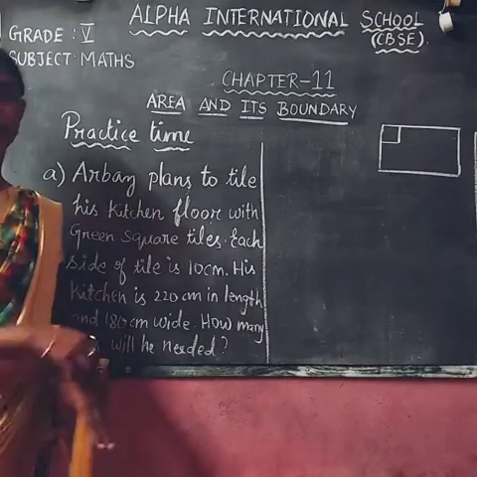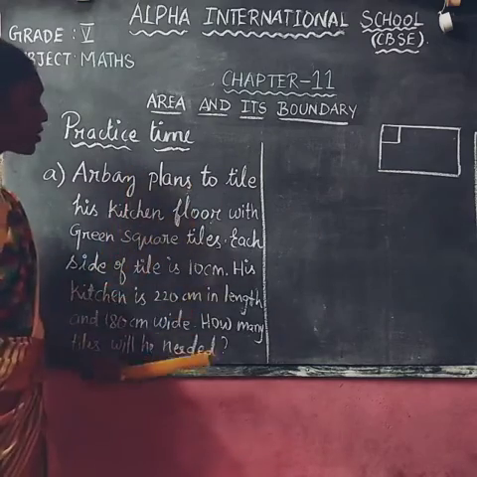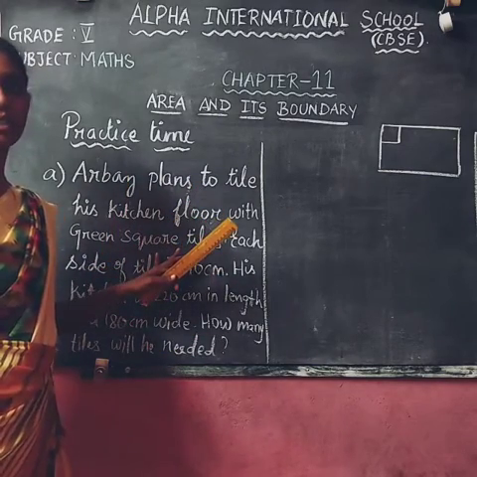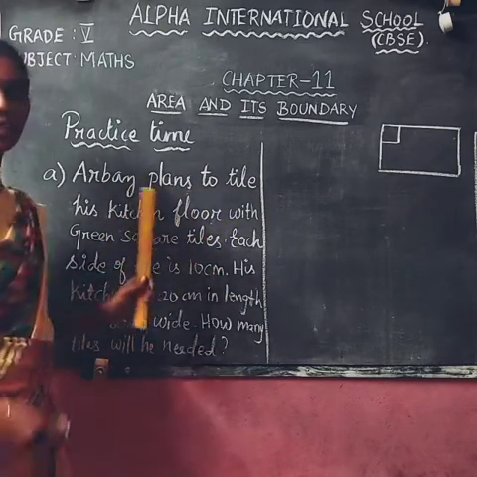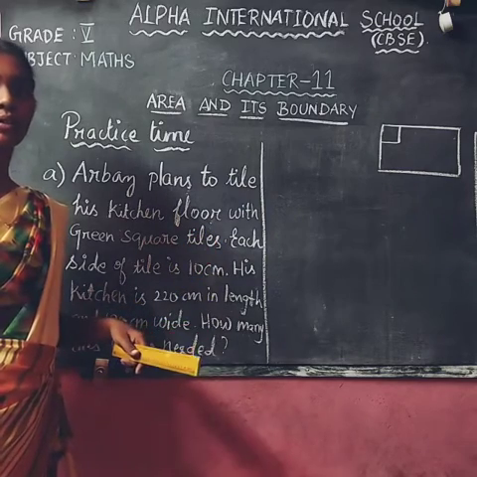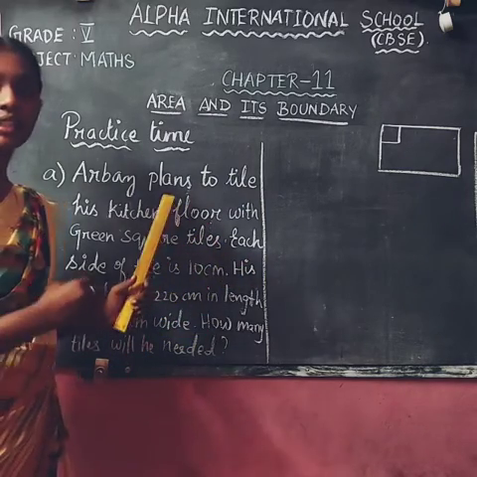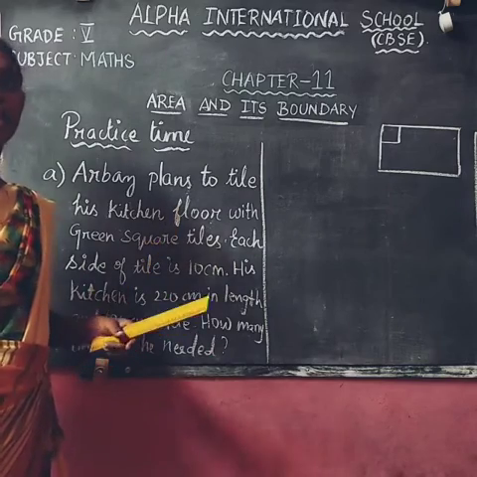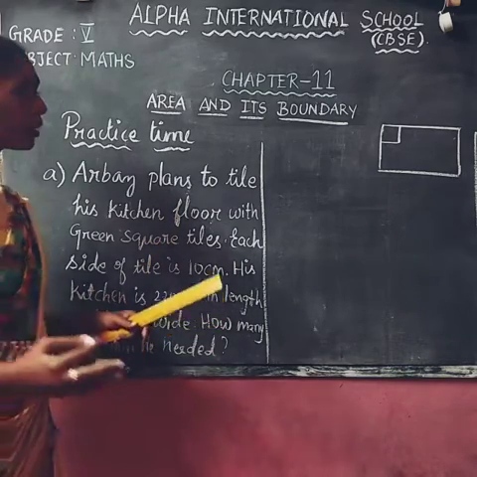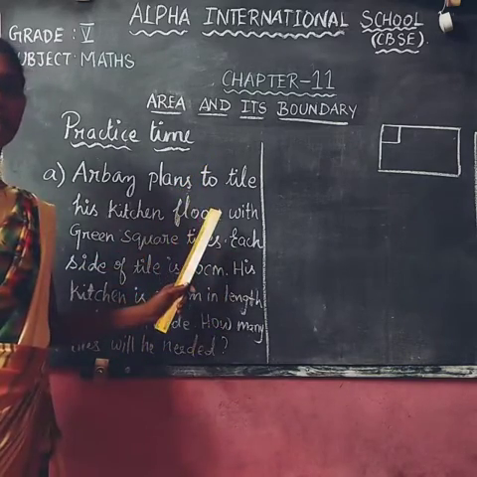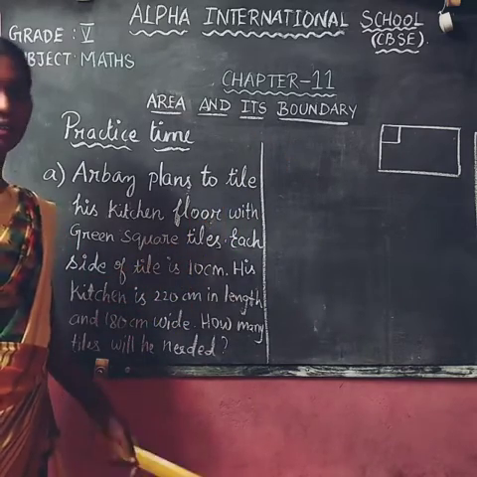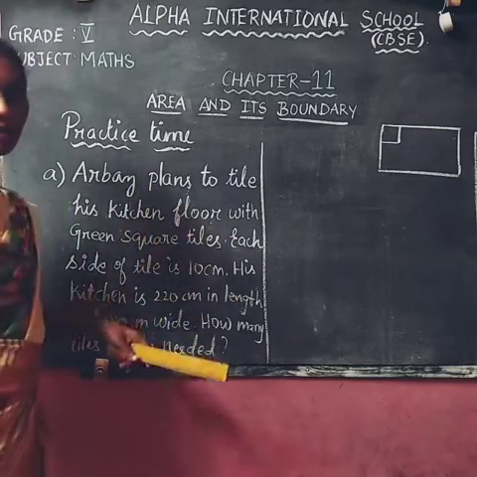Clear, children? This question is fully based on statement sums. These are all known as statement sums. They give the statement. You want to imagine yourself in it, compare these kinds of sums with your real life. Based on presence of mind only, you can easily understand these kinds of questions and get the answer. Clear? Let us see how you can solve this.